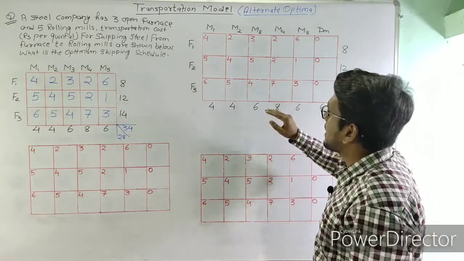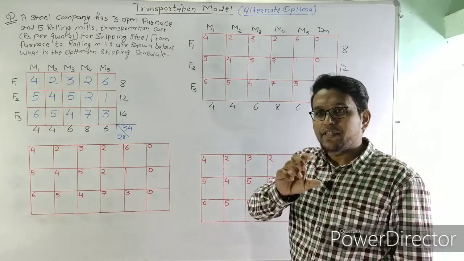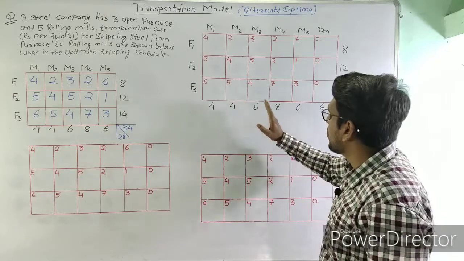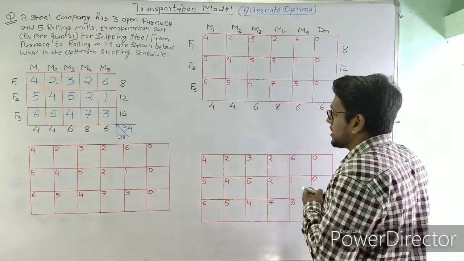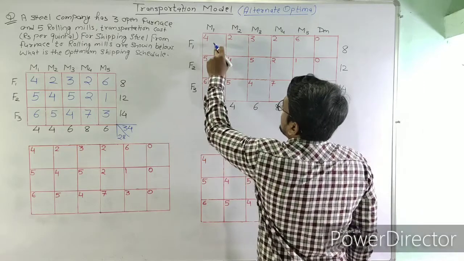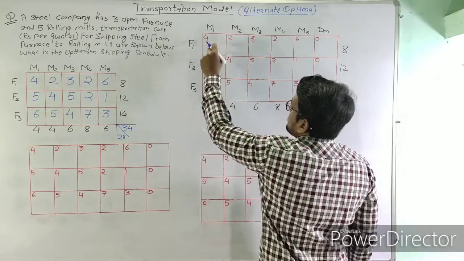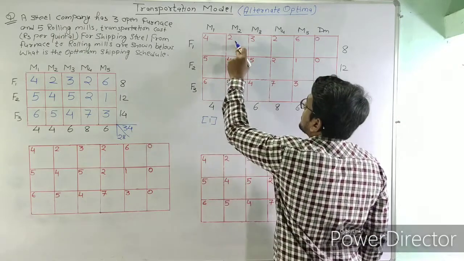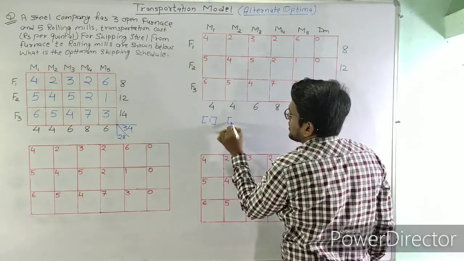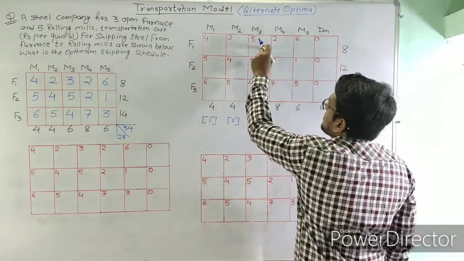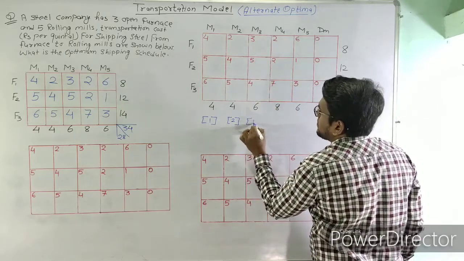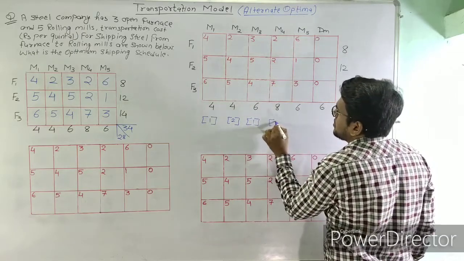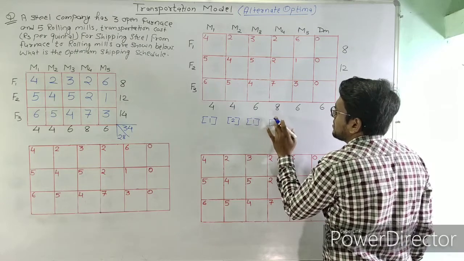In this method we will calculate the penalty, which is the difference between the minimum value and the next minimum value in each row and in each column. So quickly calculate. Here in this row minimum is 4, next minimum is 5, so penalty is 1. Similarly here minimum is 2, next minimum is 4, penalty is 2. Here minimum is 3, next minimum is 4, penalty is 1. Here minimum is 2, next minimum is 2, penalty is 0.